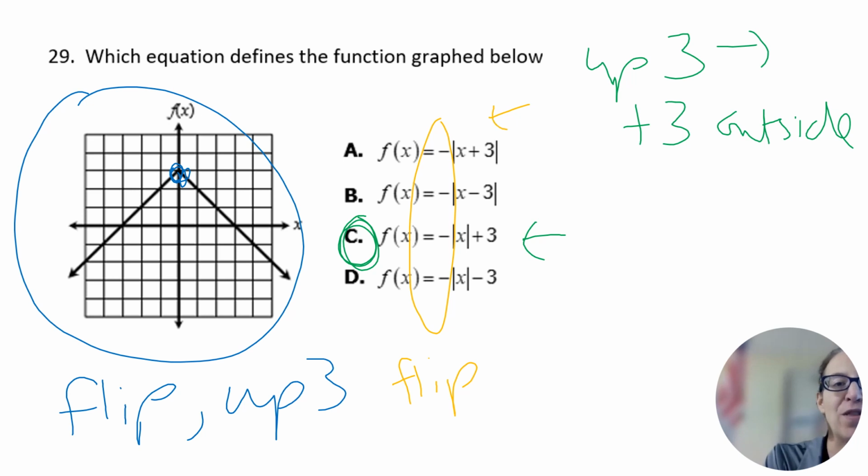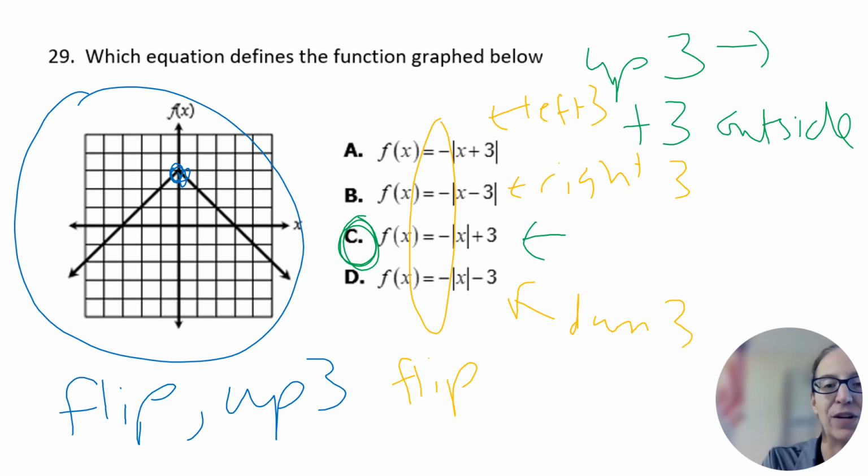The first one though would go left 3, the second one goes right 3, the third one of course goes up 3, and the fourth one goes down 3. And so they put all 4 transformations in there, and you just have to pick the right one. If you use Desmos for that one, you will probably get the correct answer, and you will take 3 times as long as you need to get the correct answer if you just know a couple of the transformations.